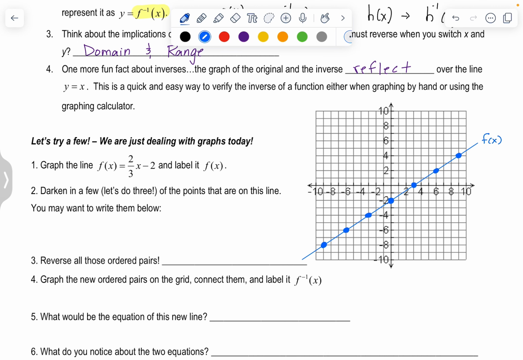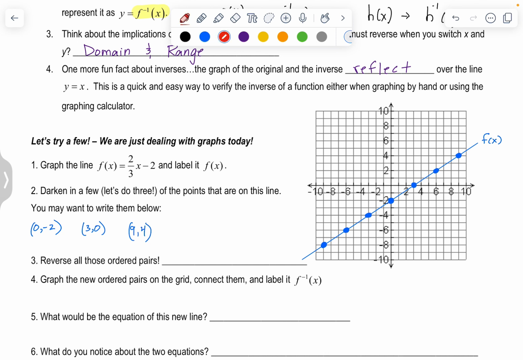It wants 3. I'm going to just pick 3 points. I'm going to do the point 0, -2. And then we did 3, 0. And then that far right one is 9, 4. Those are the points. If I want to do the inverse, I just reverse those points.